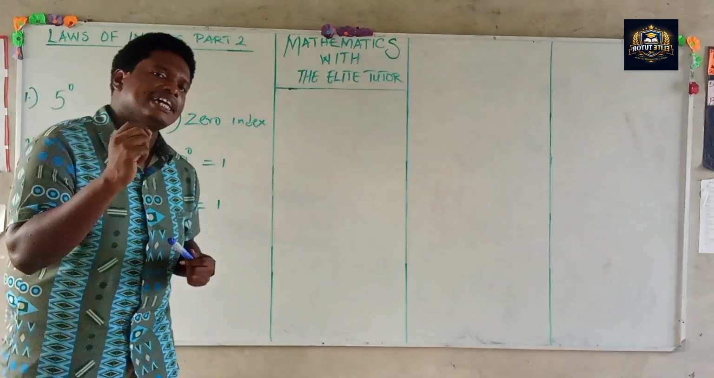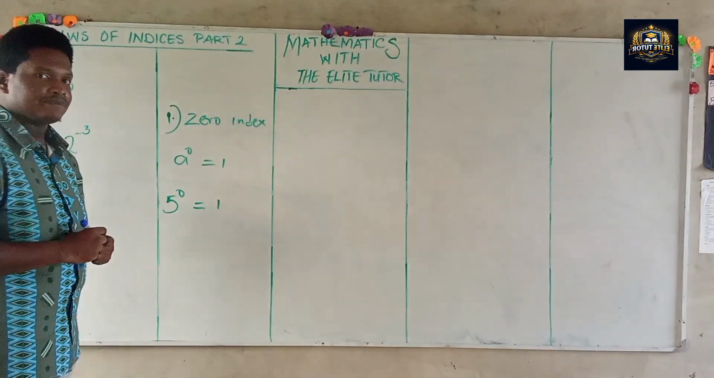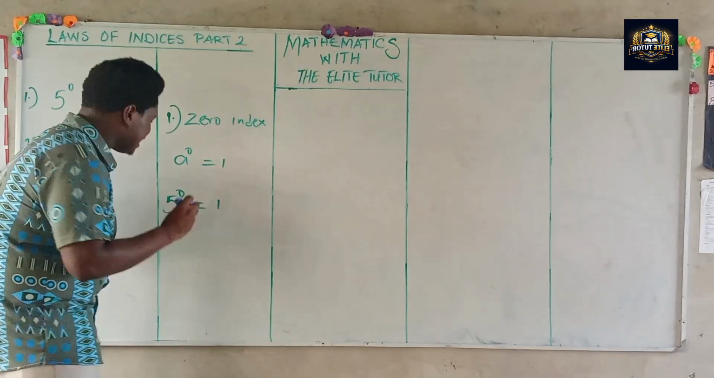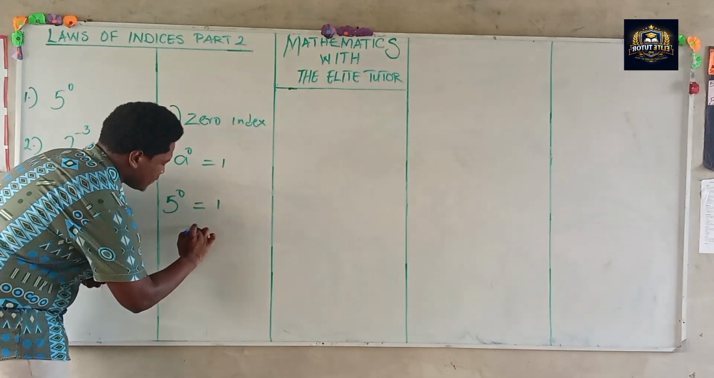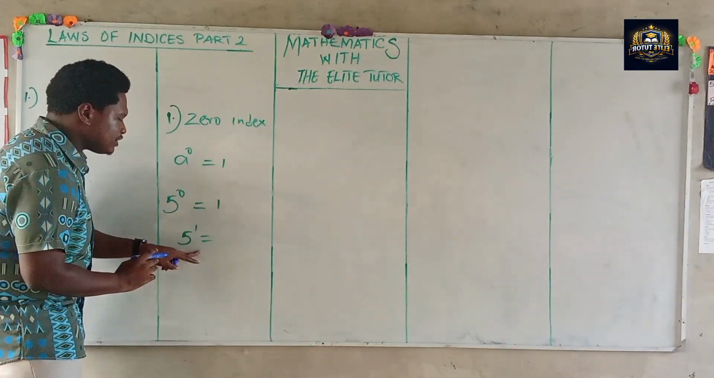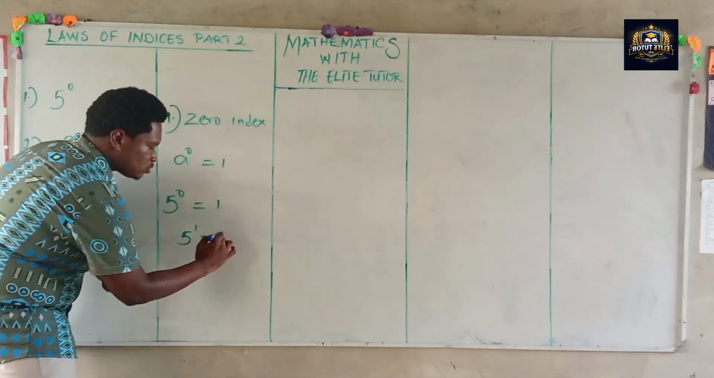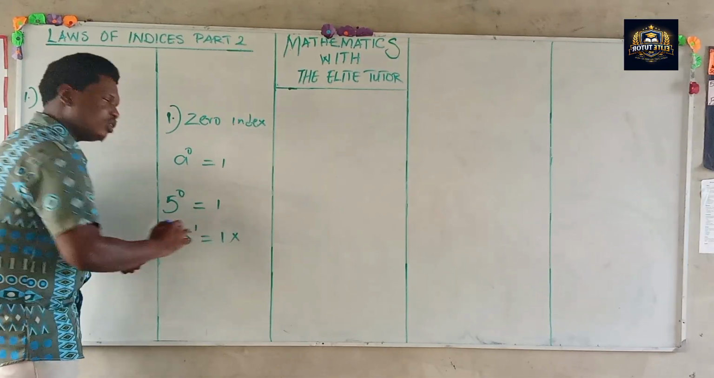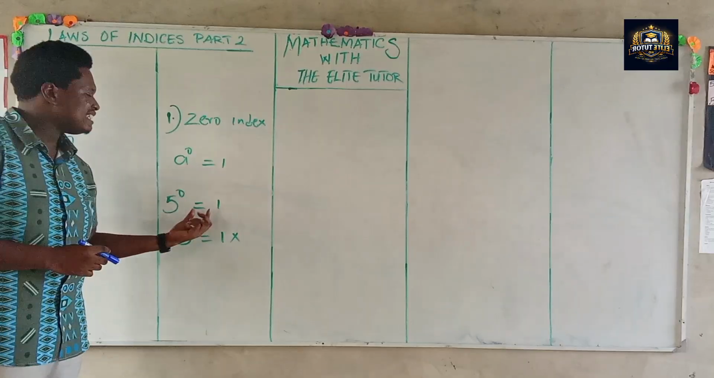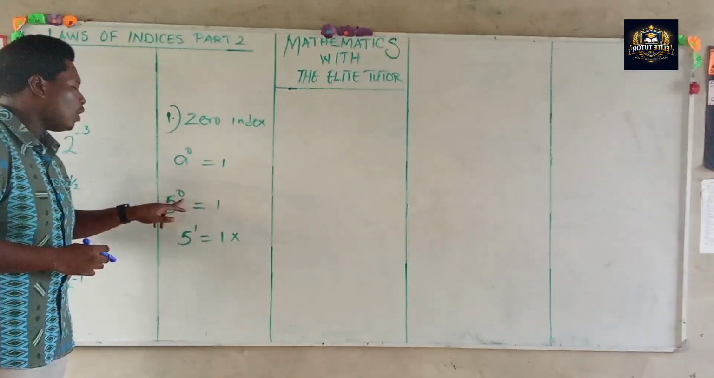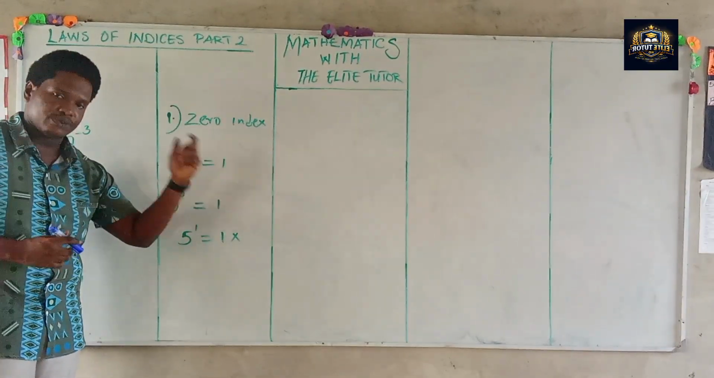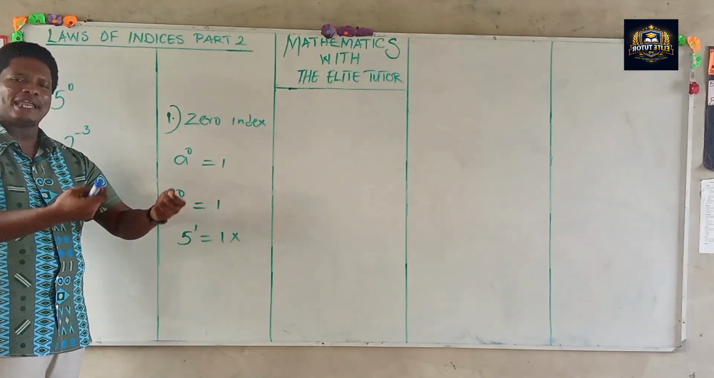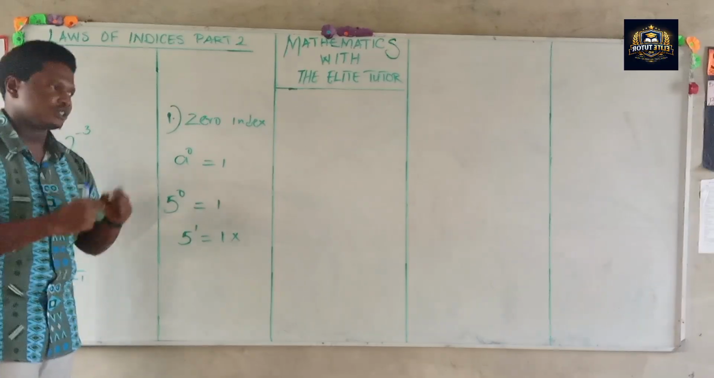Now, students, there are times when students make mistakes. When students see questions like 5 raised to the power of 1, most times they usually write 1. And this is wrong. For you to apply the zero index law, the power has to be 0. 5 raised to the power of 1 means that 5 is going to multiply itself just once.